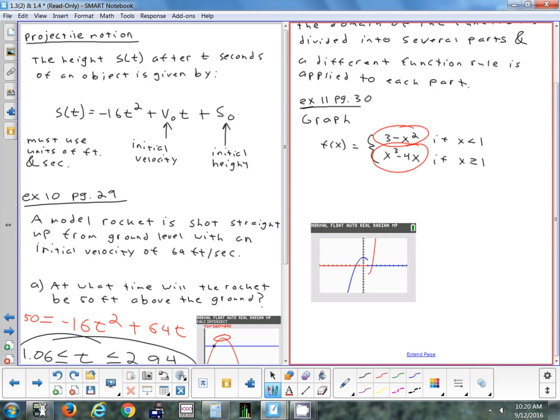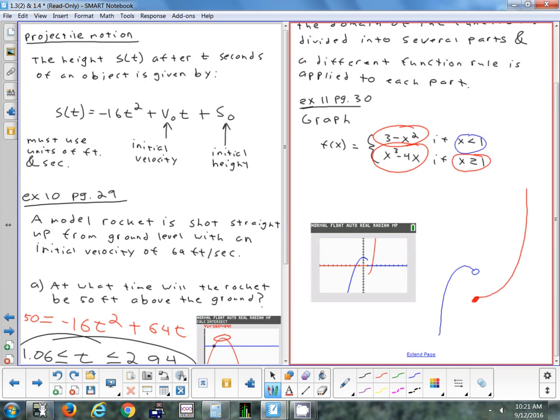So basically, what this graph should really look like is it should come up, go like this. And the calculator is not going to do that, but it should be an open circle on the end of it because you are not including 1. And then the red one should pick up here, should be a filled-in circle on the end of it because you are including 1. And then it should look something like that.